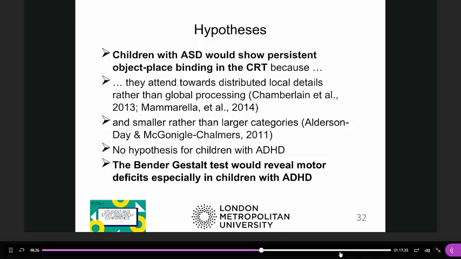So we would predict that children with ASD would show persistent object and place binding in the CRT because they attend more to local details than global processing, and they would draw rather smaller than larger. They would attend to rather smaller than larger categories. We didn't really have a hypothesis for children with ADHD in terms of the common region test, but we thought that the Bender-Gestalt test would reveal motor deficits, especially in children with ADHD.